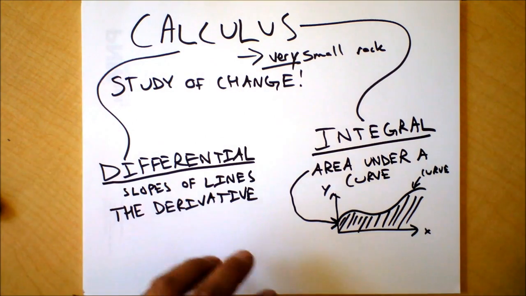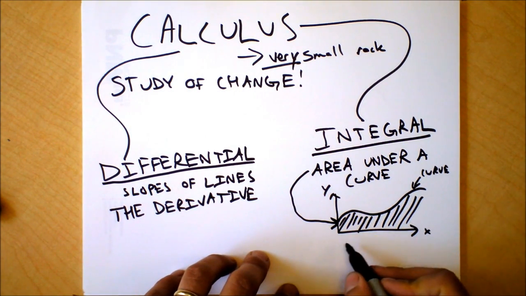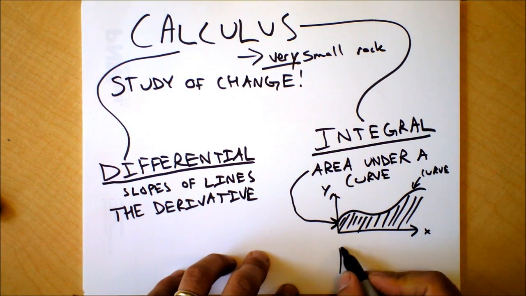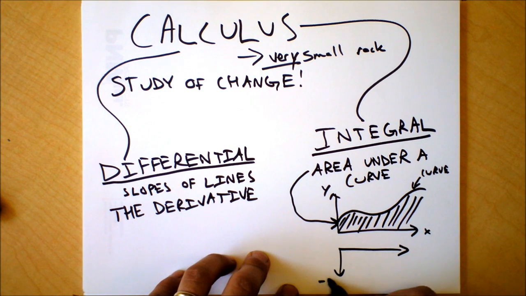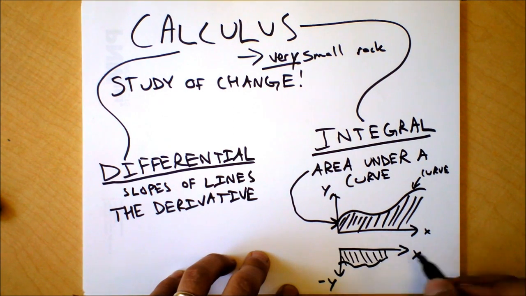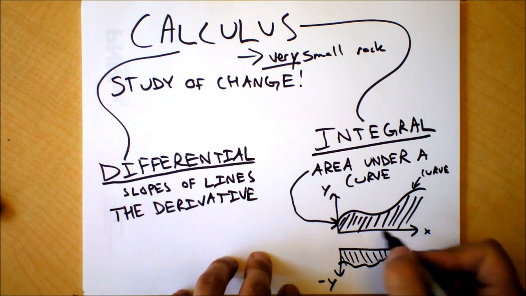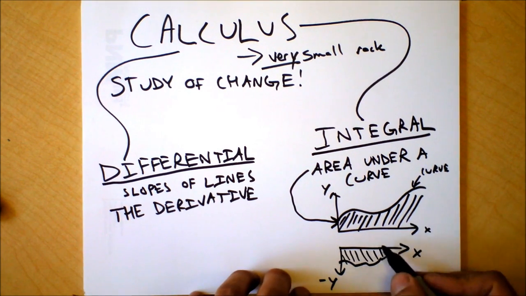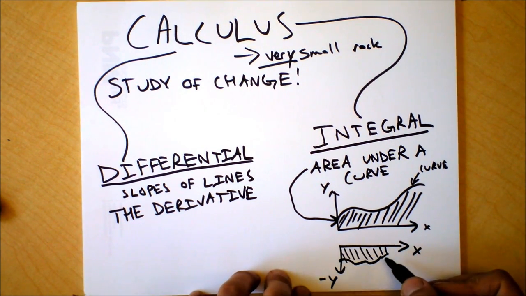Okay, it lends itself to some very interesting things like this. If I put negative y down here and x, and this is my function, then this is actually negative area. Because the function is below the curve, sorry, the curve is below the axis, so this is negative area.